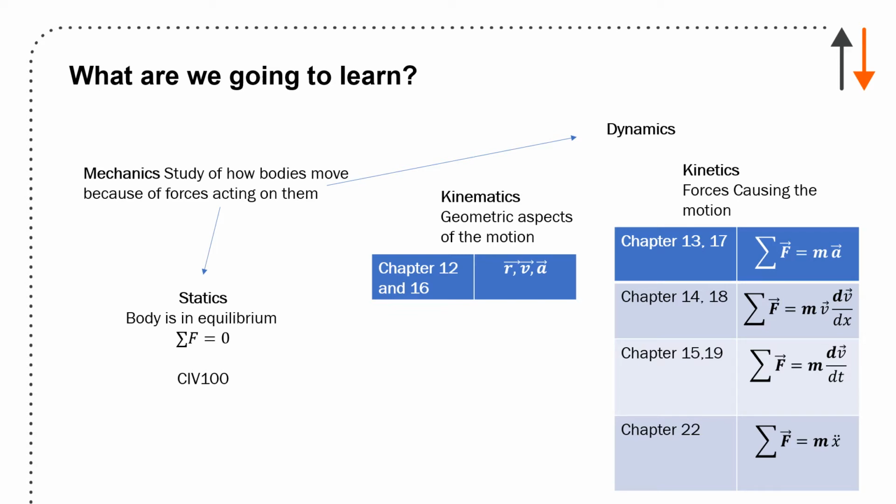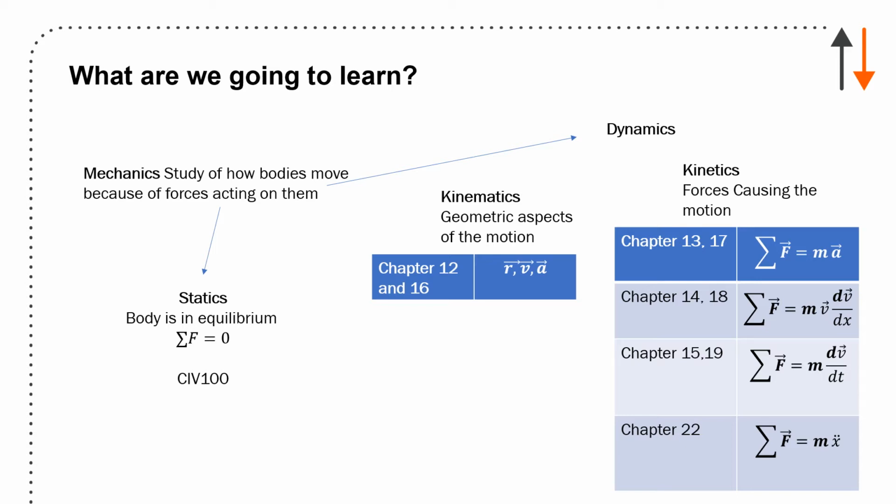Then when we go through the rest of the book, chapters 13, 14, 15 correspond to 17, 18, and 19. And all of these are Newton's second law, sum of forces equals mass times acceleration. However, 13 and 17 deal with kinetics, 14 and 18 deal with work energy, and that's sum of forces equals m v dv dx. And chapters 15 and 19 are momentum, sum of forces equals m dv dt. And it gets more complex in 17, 18, and 19 in terms of the addition of moment equations.